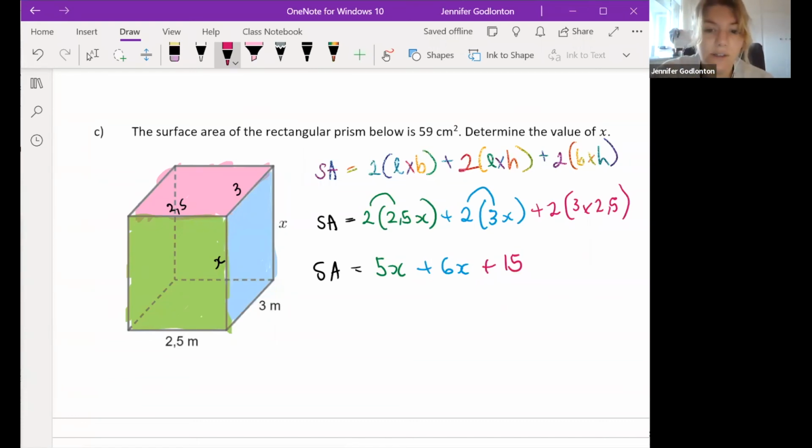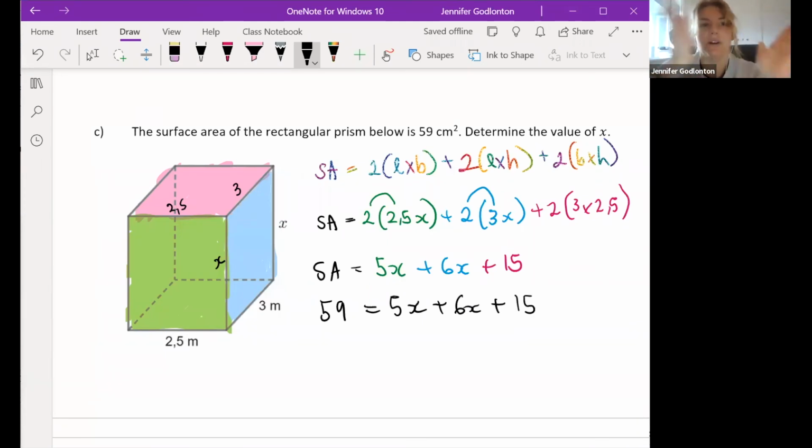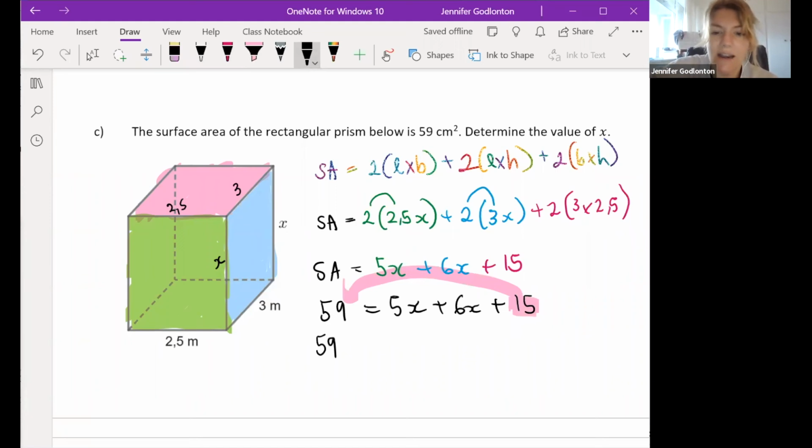But they actually told us what our surface area is. So now we can fill in our surface area. You could have filled it in from the beginning, but I'm just going to put it in there. Think of this as a normal equation. We're going to keep our x's on one side and we're going to move our numbers to the other side. So I'm wanting to move that 15 all the way over to the other side. So I'm going to say 59 minus 15 is equal to 5x plus 6x. 59 minus 15 is going to give us 44. 5x plus 6x is going to give us 11x.